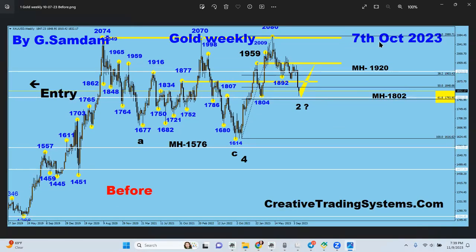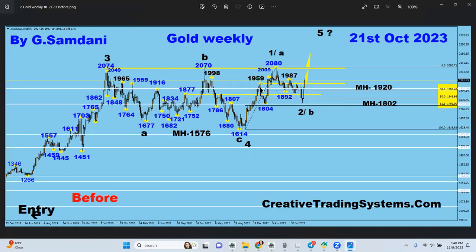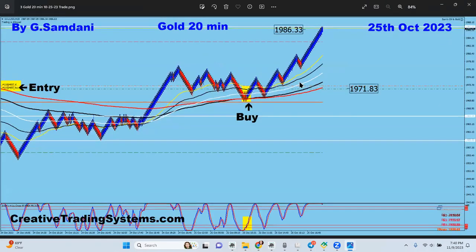So I made another chart on 7th October, saying that from here we're going to bounce and go back to 1959, break that and go to the upside. So what happened then? We started to go and we broke above 1959. Then I said we're probably going to go to this area, 2009, or break above that and then go to 2080 and then break that, we go to the upside.